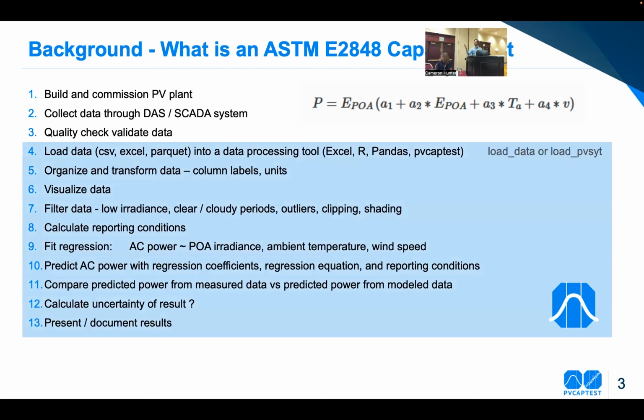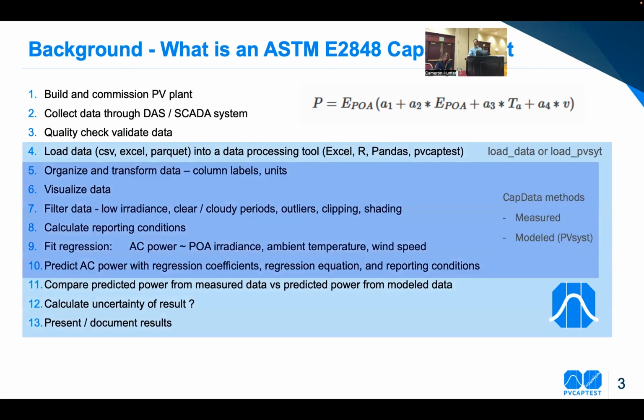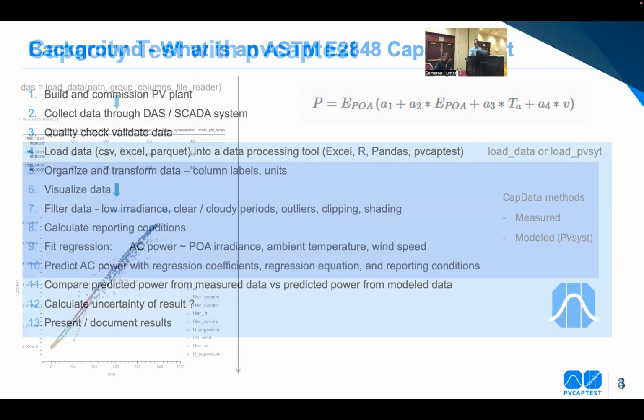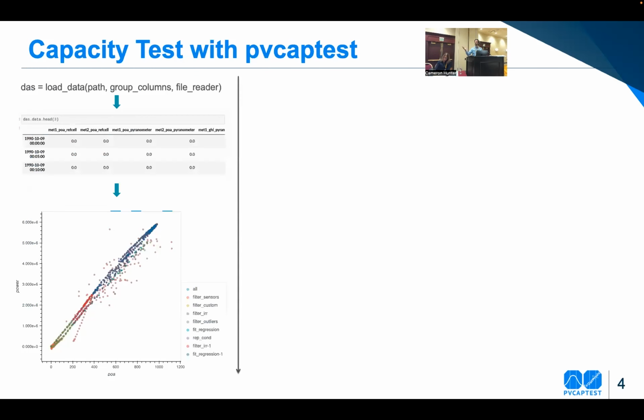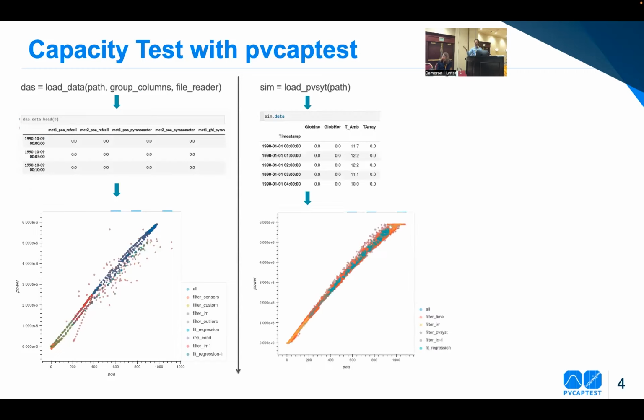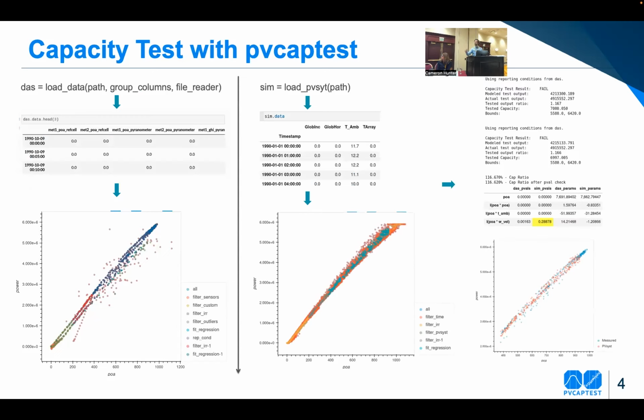More specifically, there are functions to load the data, and those will give you back an instance of the CapData class, which contains methods for doing the filtering, visualization, and fitting your regressions. So a quick visual version of that: you use those functions to load data. You get data in Pandas DataFrames. You can do your filtering and then visualize those. We'll talk about that graph a little bit more later. And then do that again, same process for the simulated data, and then make a comparison.